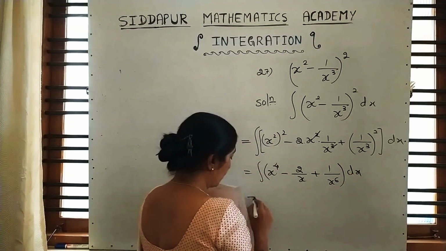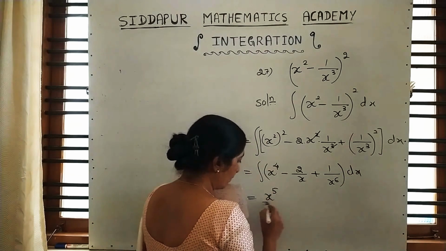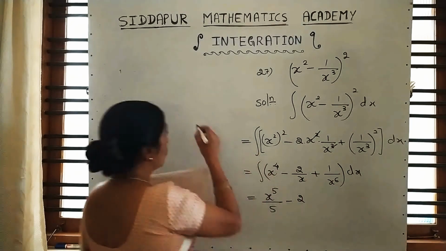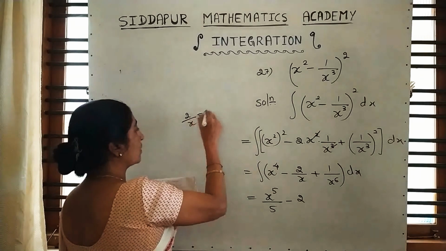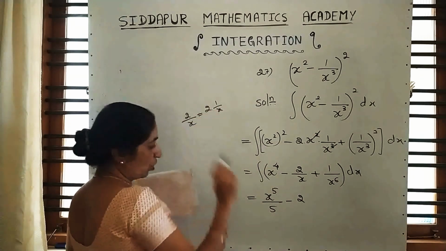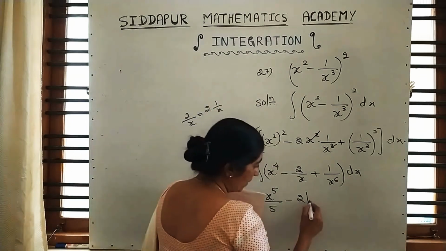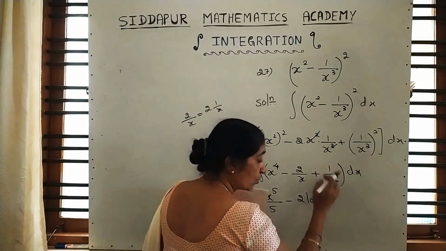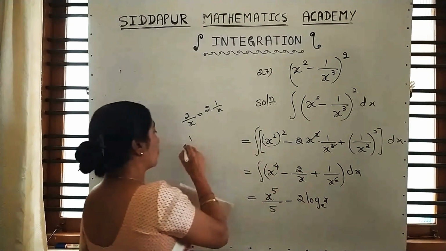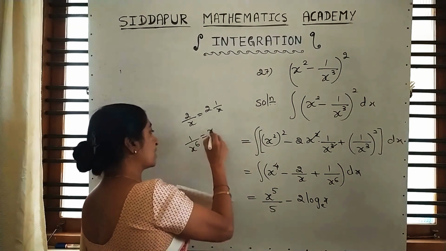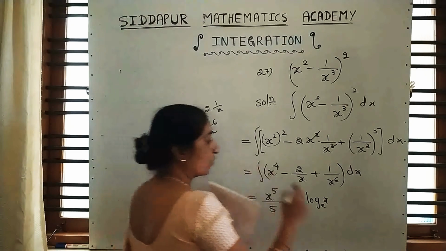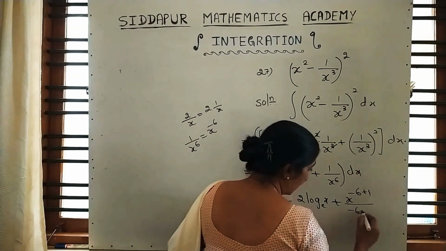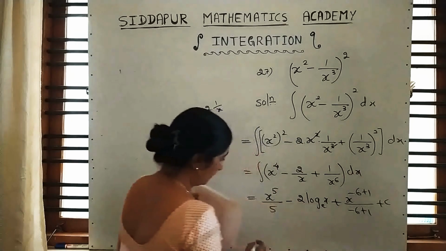As usual, x to the power 4 is x raised to 5 upon 5, because 4 plus 1 upon 4 plus 1, minus 2. 2 upon x, how do you write? 2 into 1 by x, 2 constant. What is the integration of 1 by x? Log x to the base e. And we don't know integration of 1 by x to the power 6. 1 by x to the power 6 will be written as x raised to minus 6. That we have to integrate. Because of the negative sign, I am writing that step.